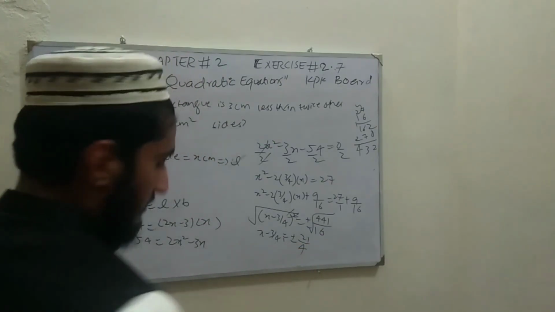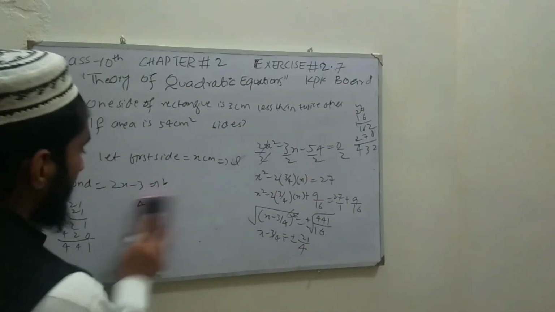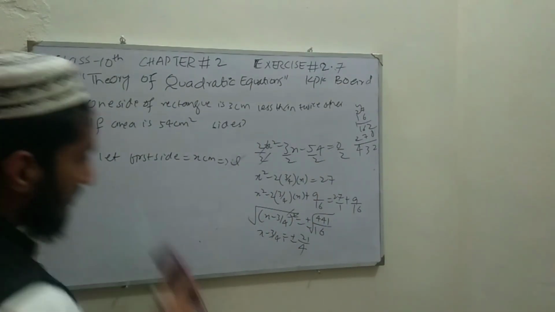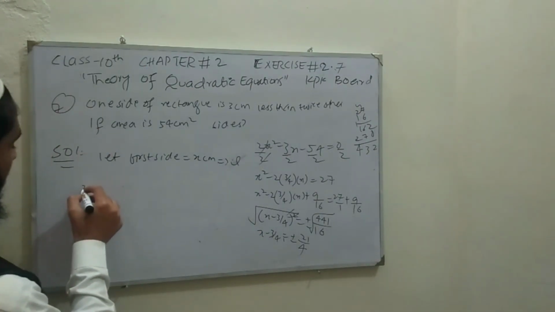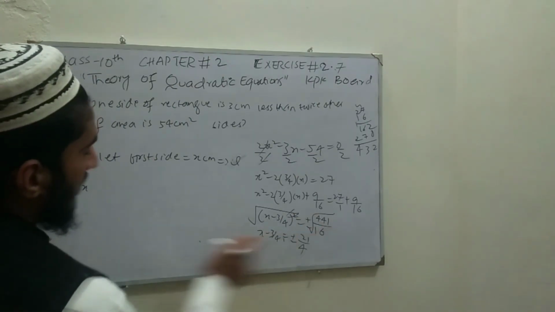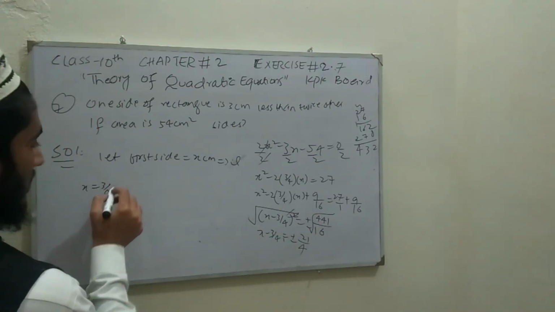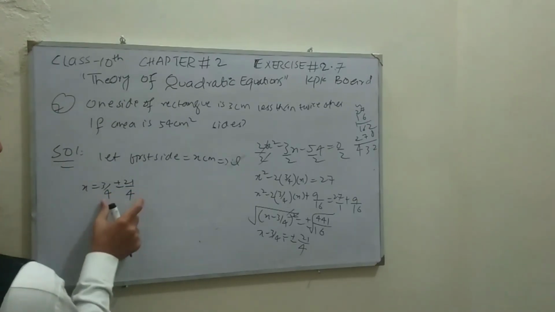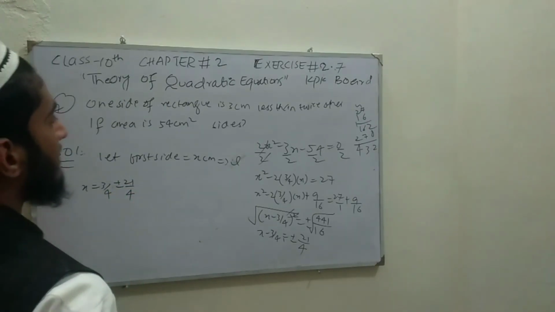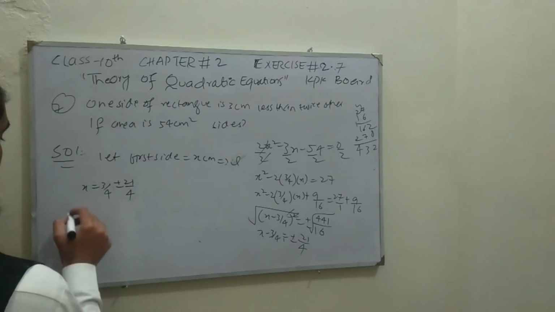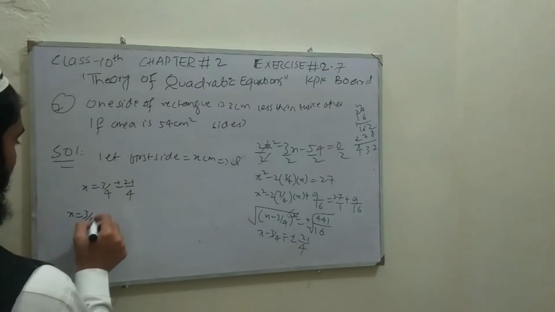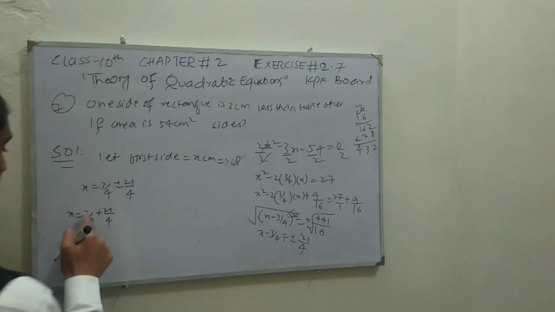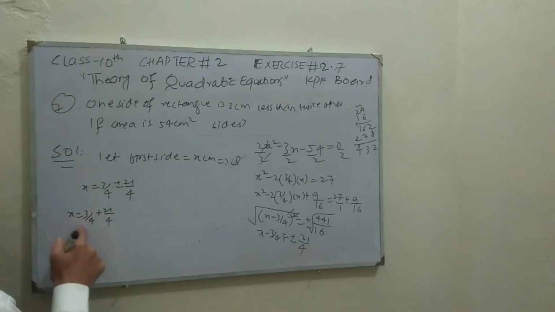Using the property, so x minus 3 over 4, shift minus 3 over 4 to the right hand side becomes 3 over 4 plus minus 21 over 4. Checking for the positive value, not for the negative value, because side cannot be negative, so taking the positive value, 3 over 4 plus 21 over 4, taking LCM, 21 plus 3 gives us 24, and 24 over 4 gives us just 6. So this is the first side.